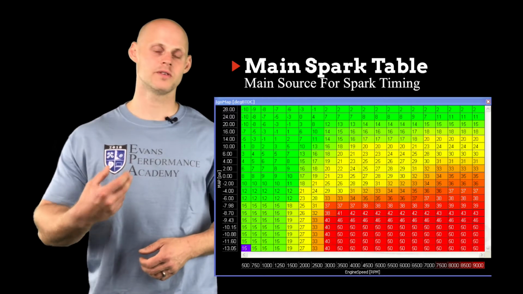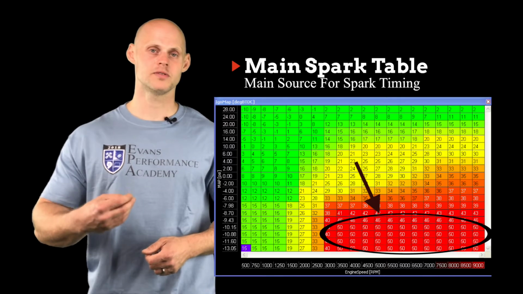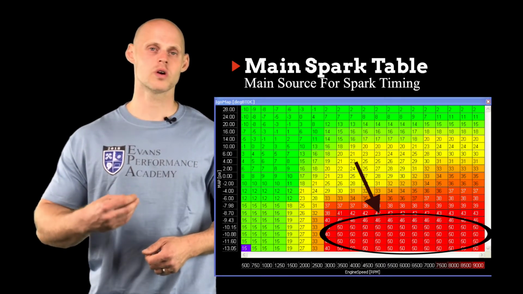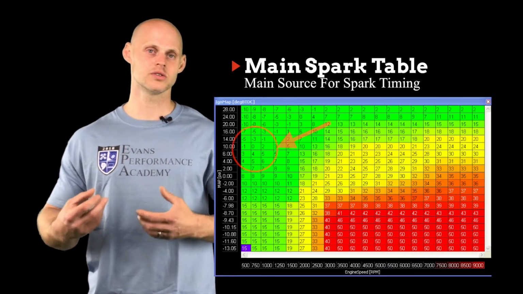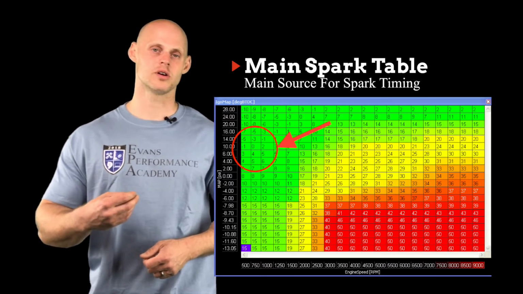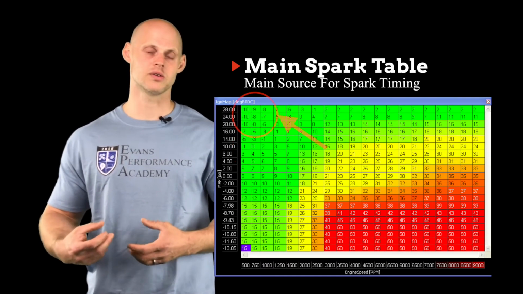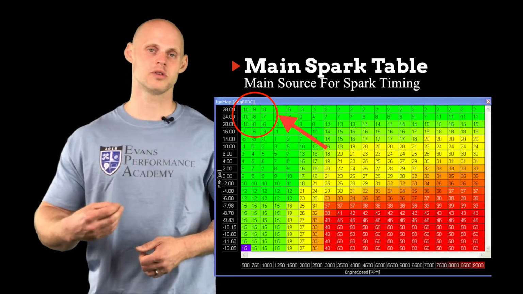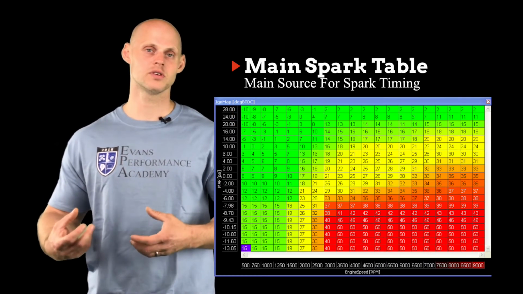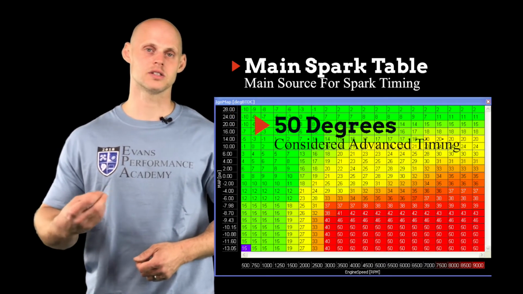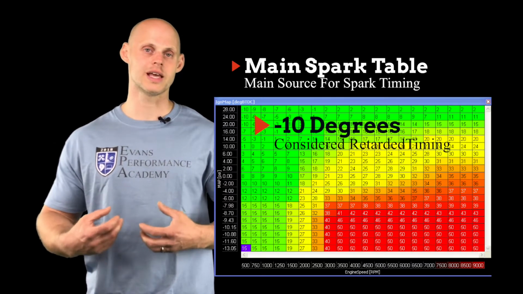So if we find a value of 50 degrees BTDC in our spark timing table, that means that we're going to be firing our spark plug 50 degrees on our compression stroke before the piston reaches top dead center. And likewise, if we have a value of 0 degrees, that means that we're firing our spark plug when our piston reaches top dead center on our compression stroke. If we have a negative value in this table, it represents firing our spark plug on the power or combustion stroke. That's going to be late timing. So if we have a value of 50 degrees, that's going to be considered advanced ignition timing. And if we have a value of 0 or negative 10 degrees, that's going to be considered late or retarded ignition timing.